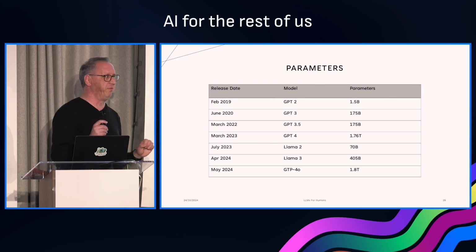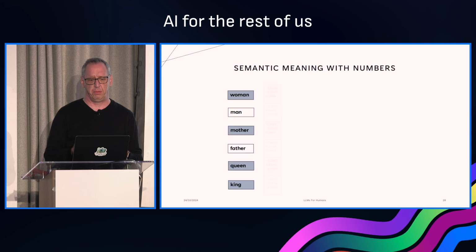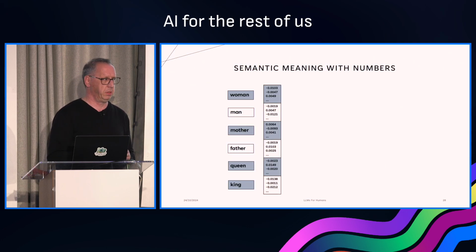To give an example of the kind of numbers that are in these parameters, we have these embedding numbers, which represent the semantic and syntactical meaning of words. In ChatGPT 3, which we'll use as a reference model for this, there are over 12,000 numbers, 12,288 to be precise, for every single word in our vocabulary. So that's a lot of numbers. And each of the numbers in there means a thing.